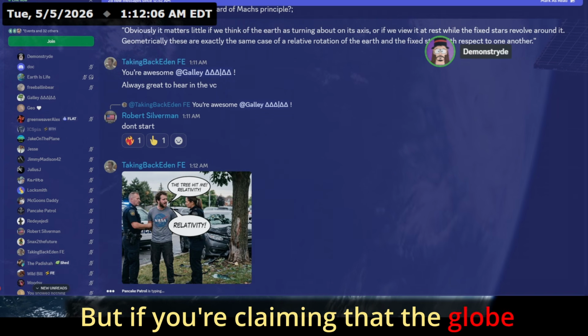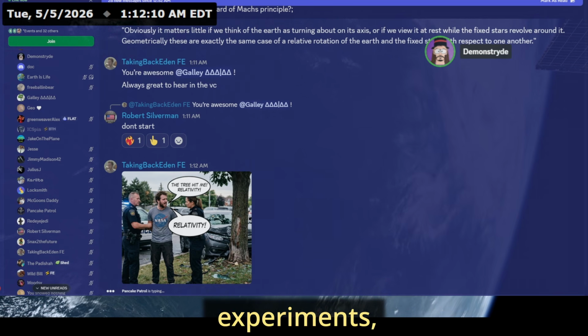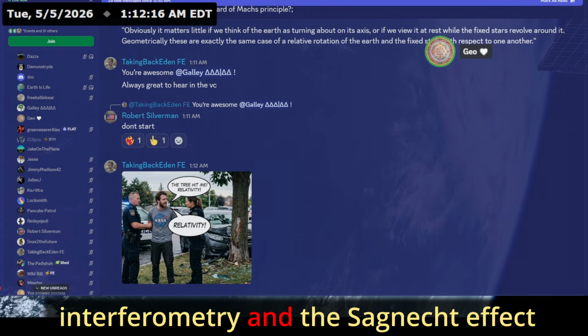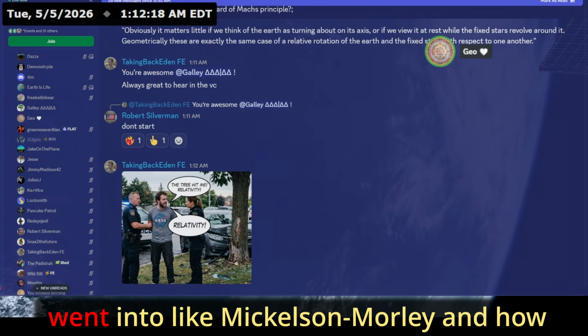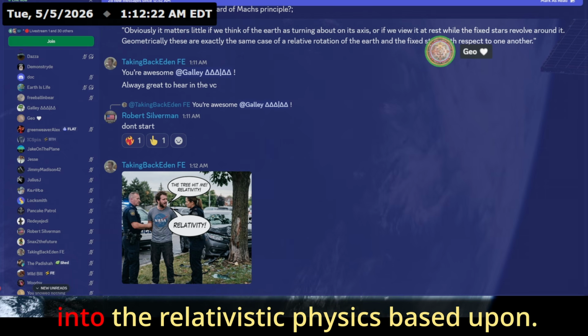But if you're claiming that the globe Earth only came around after the Lorentz contraction experiments, that's kind of weird to say that. No, I was saying that the interferometry and the Sagnac effect and a lot of that history went into Michelson-Morley and how they ended up changing physics from ether physics into the relativistic physics based upon that.